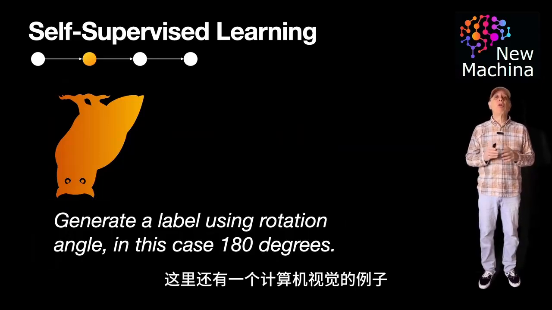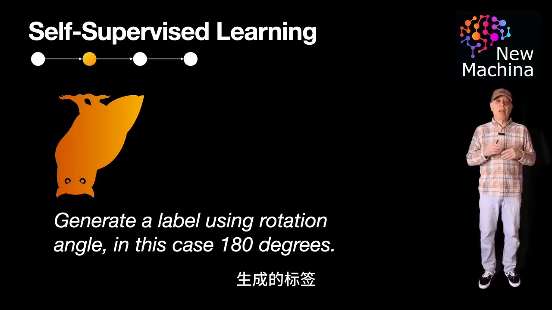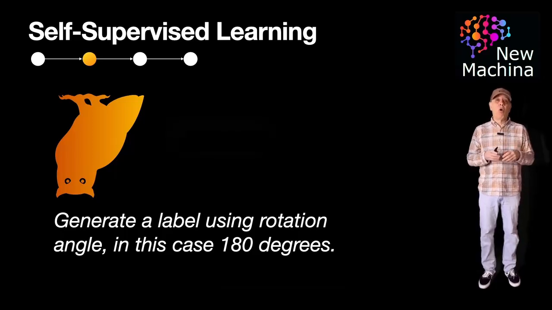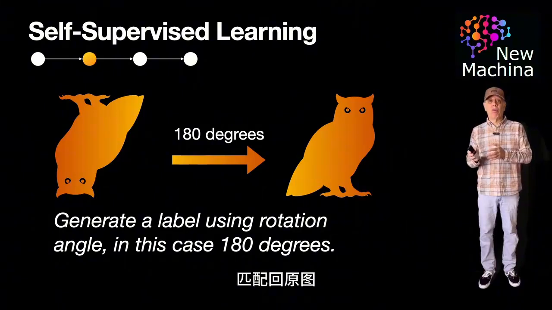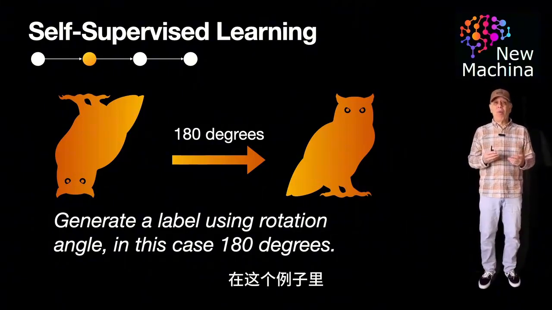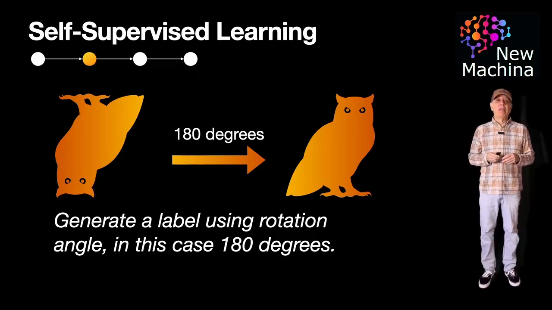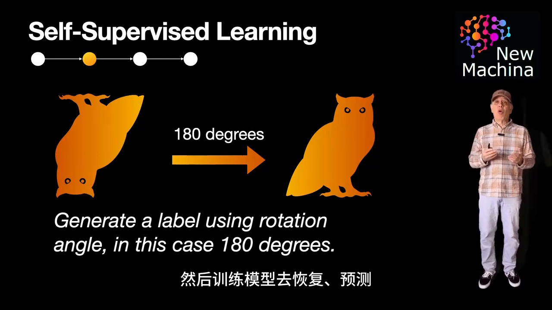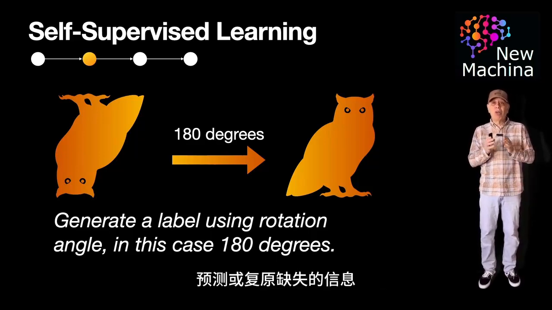Here's a second computer vision example. Imagine an input involving an image that is rotated. The generated label would be derived by the prediction of the rotation angle, or whatever transformations are needed to match the image back to the original. In this example, the label is the transformation metadata. Self-supervised learning generates labels by hiding, transforming, or splitting the data, then trains the model to recover, predict, or match the missing part.